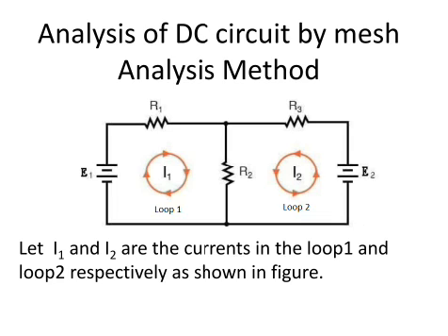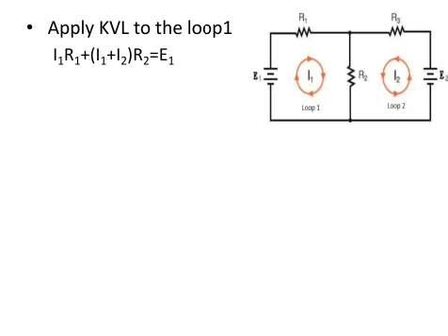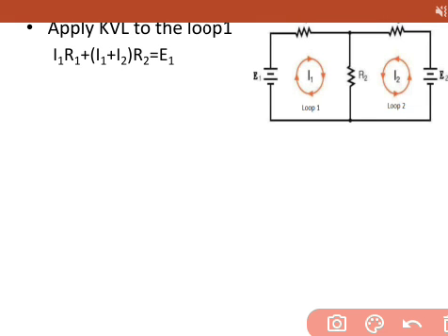Analysis of DC circuit by mesh analysis method. In the given network, let I1 and I2 be the currents in loop 1 and loop 2 respectively. Apply KVL to loop 1. I am starting from this point.